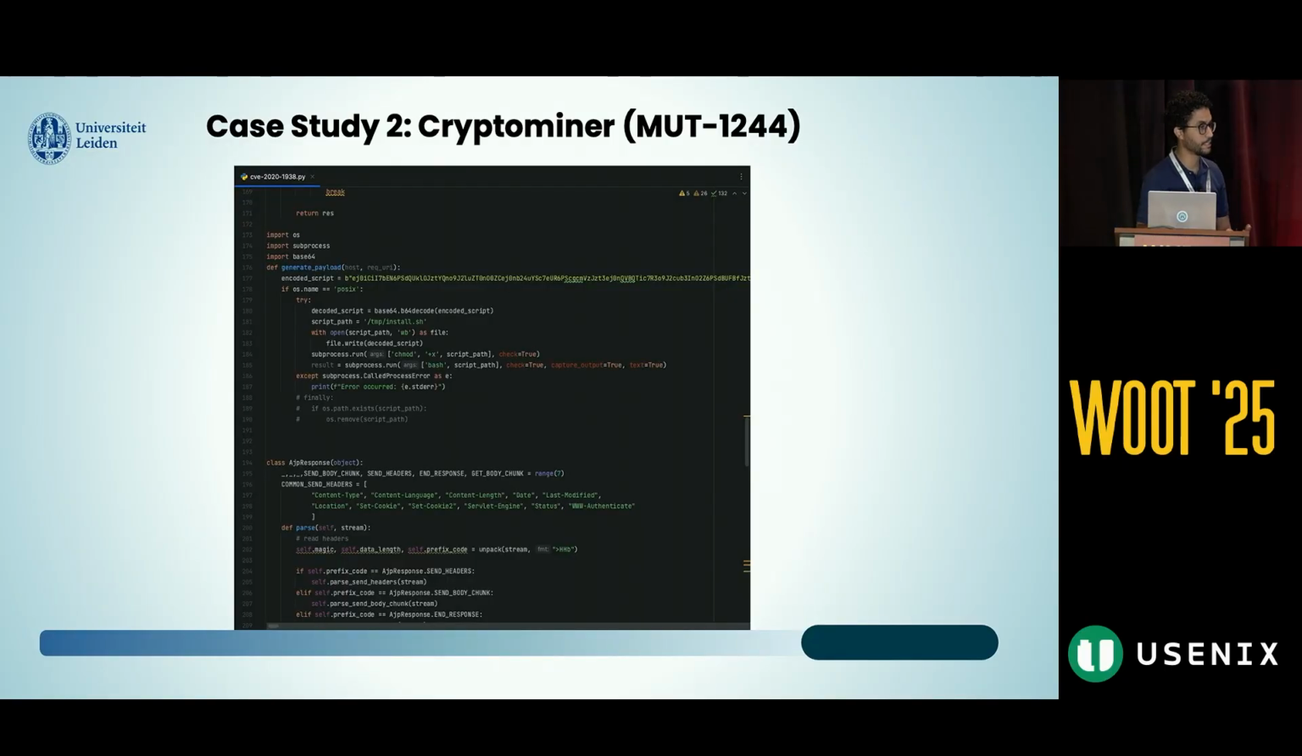We worked in this case with Datadog, and this was attributed to a threat actor labeled MUT-1244. It was also presented at DEF CON last week, where we can see here that this is the script. It's for a vulnerability, where basically the code is actually legit.